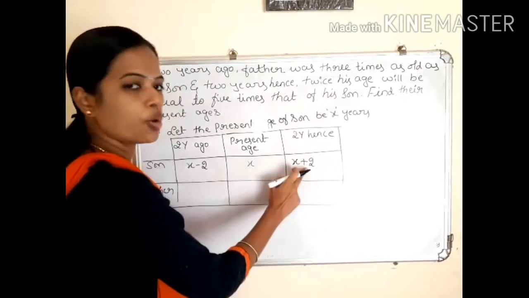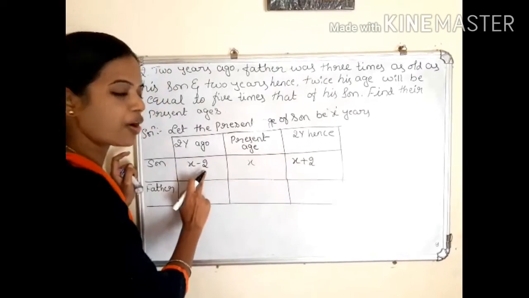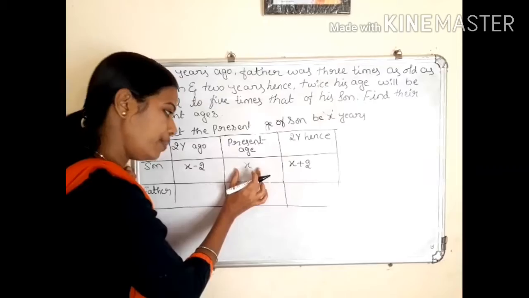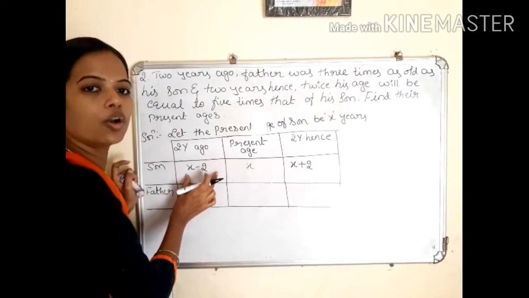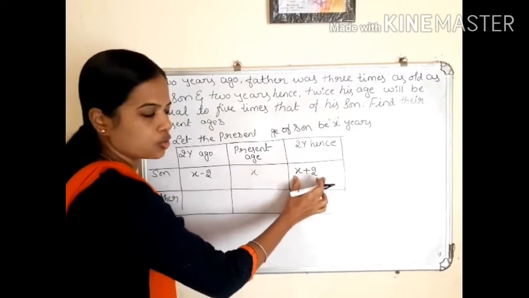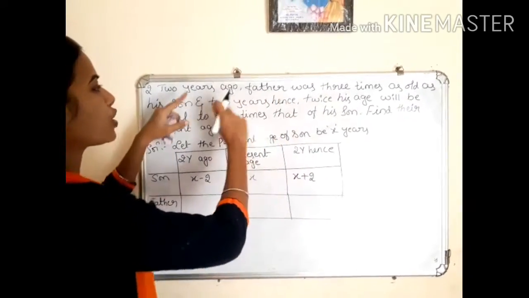Hence means you have to do plus. Ago means you have to do minus. We take the present age of the son to be x. Two years ago, x minus 2. Two years hence, x plus 2. Next, again you have to read the question.